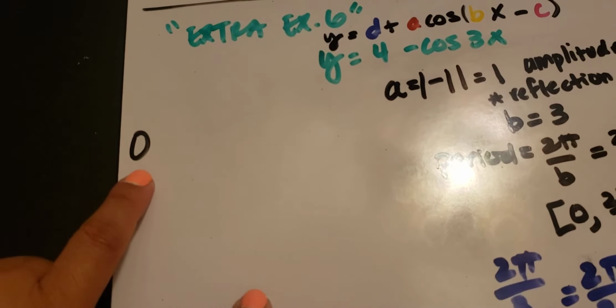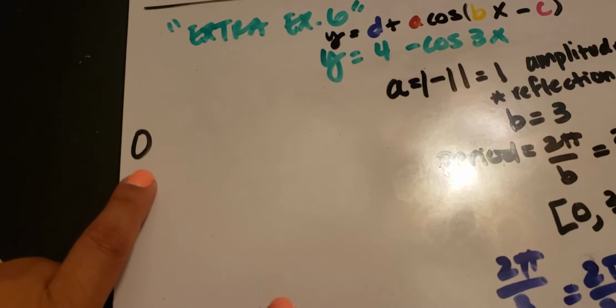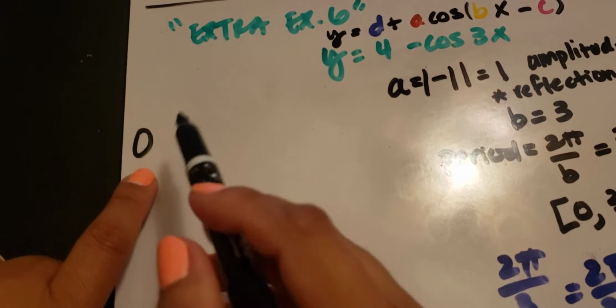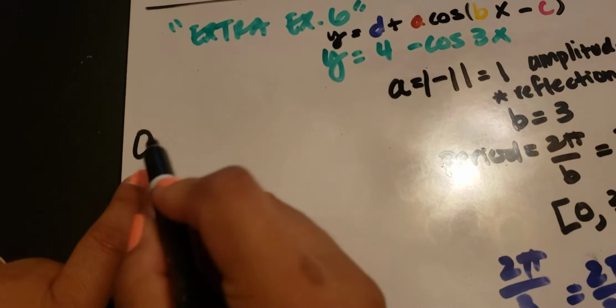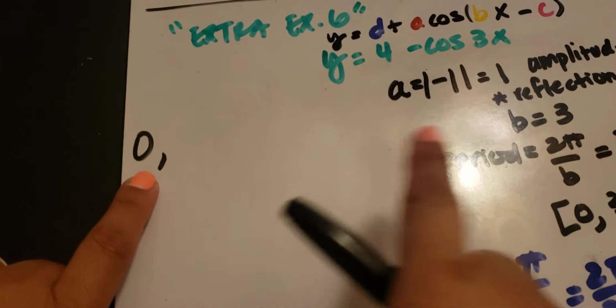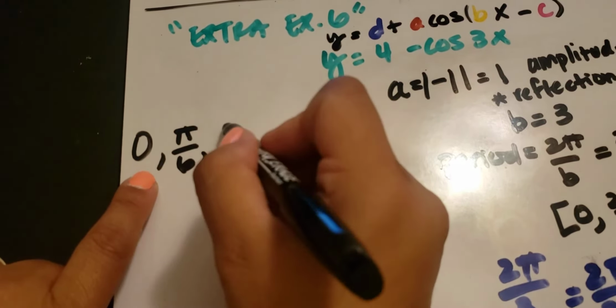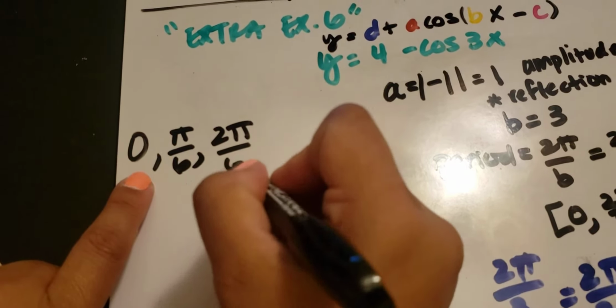Remember, we're starting at 0, and then we took the period 2 pi over 3 and divided by 4, and we got pi over 6. So now we're going to add pi over 6 to 0 to get all our key points. Our next value should be pi over 6. Our next number should be 2 pi over 6.